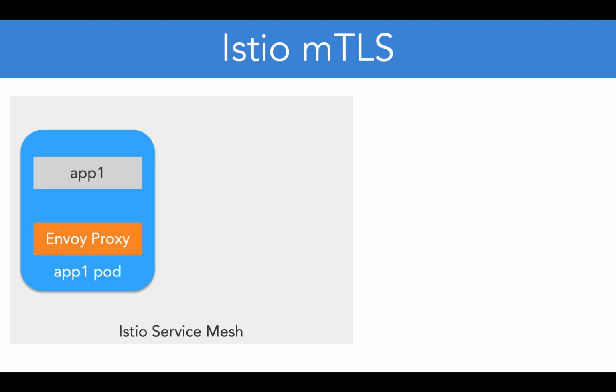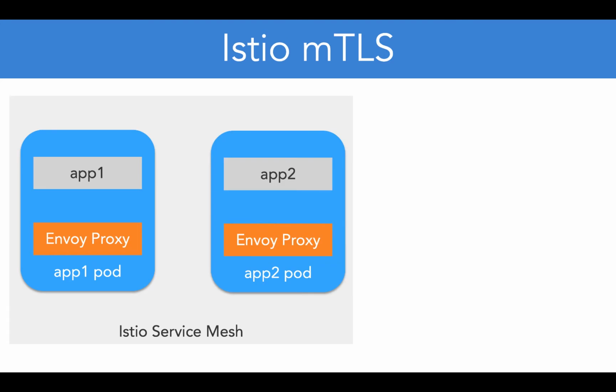So this is our Istio service mesh. I have app1, can be a deployment or a pod with an envoy proxy. And let's say I have this another app2 in another deployment and another pod, which also has envoy proxy. So to communicate from app1 to app2, the traffic goes like this. From app1 to envoy proxy of app1 pod, and then from envoy proxy of app1 pod to envoy proxy of app2 pod, and from envoy proxy here to app2.